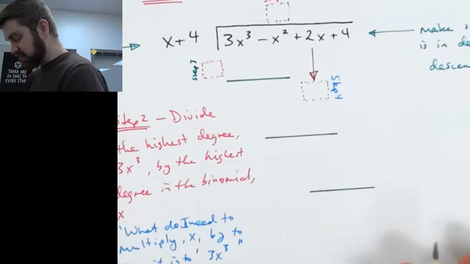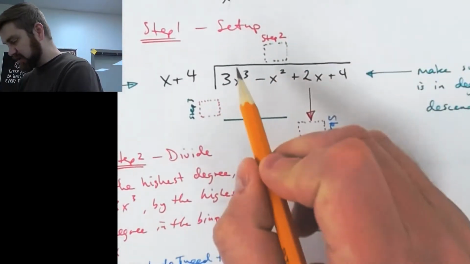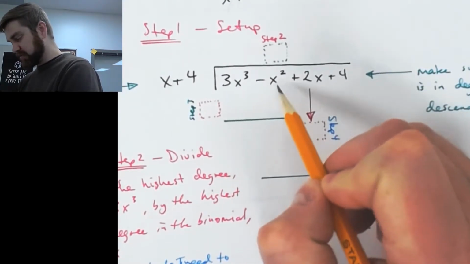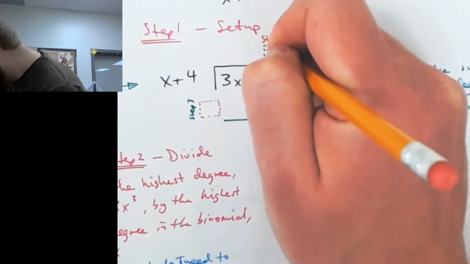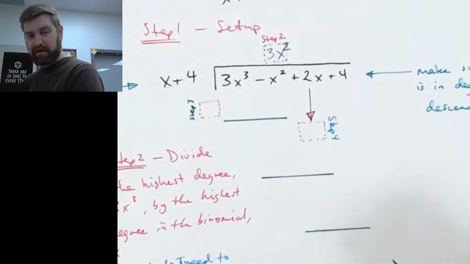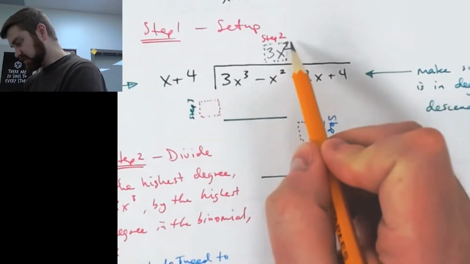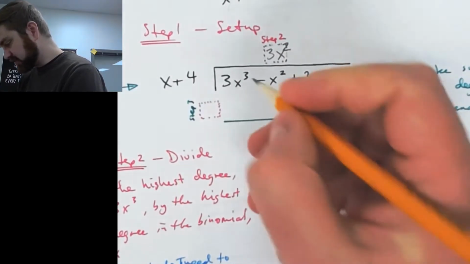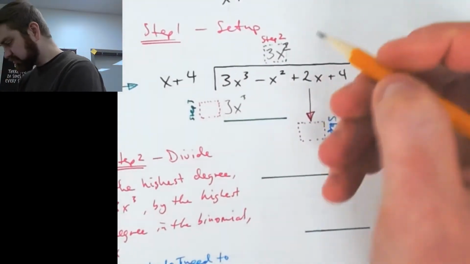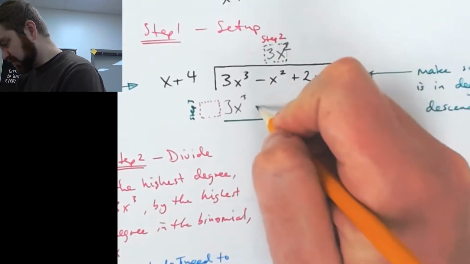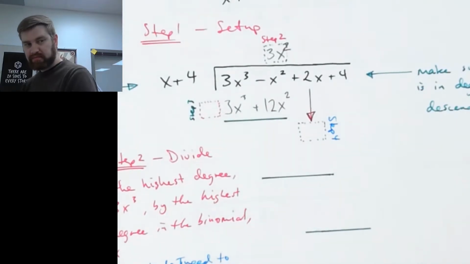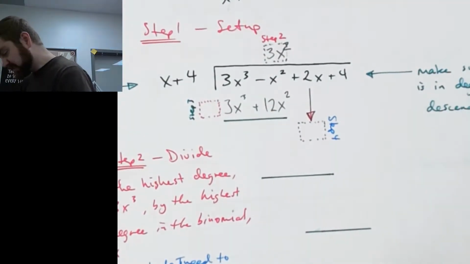And so when I write that 3x squared down, I don't write it above the 3x cubed. I write it above the x squared term here. So 3x squared. Okay? And then once I figured that out, I go 3x squared times x is 3x cubed. 3x squared times 4 is 12x squared. Okay, and now we move on to step 3.